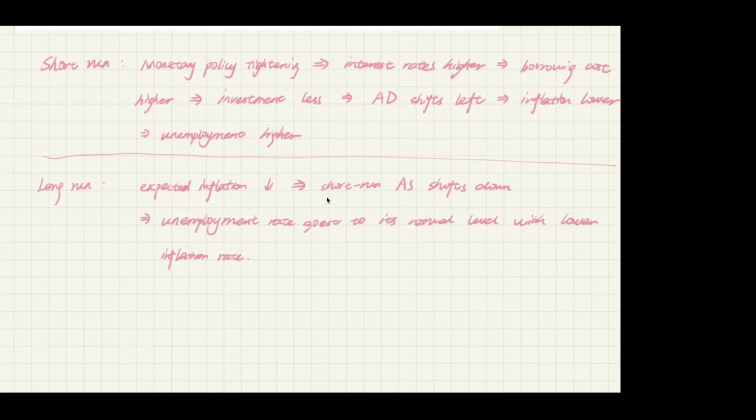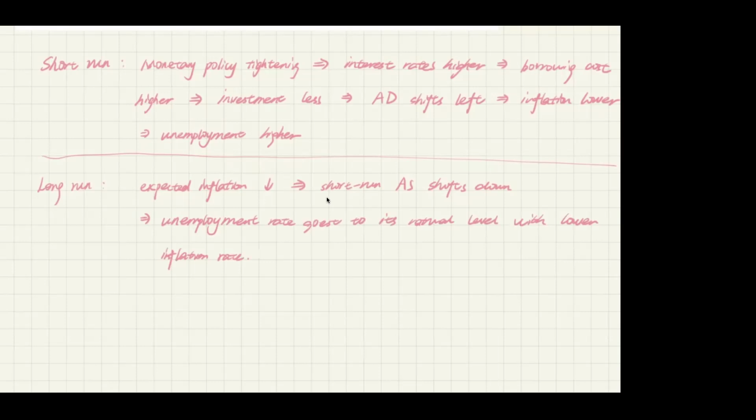Okay, so I think that's it for this question because in the short run, you can see that the procedure is more complicated than the long run because it would influence the interest rate, the borrowing cost, the investment, and then make the aggregate demand shift and then make the inflation rate change, the unemployment rate change.